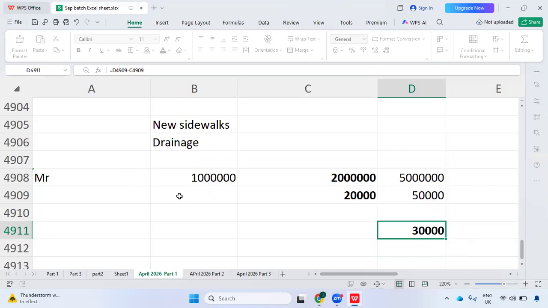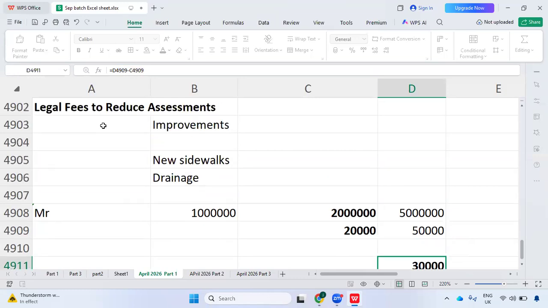So for this, does the taxpayer need to pay the lawyer, right? Those expenses, those legal fees, will be added to the basis. Legal fees to reduce the assessments are expenses that will be added to the basis of the property, right? Clear, guys?